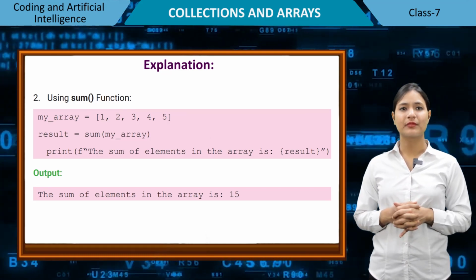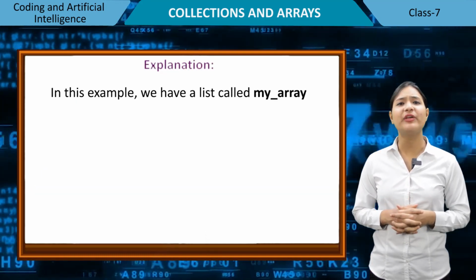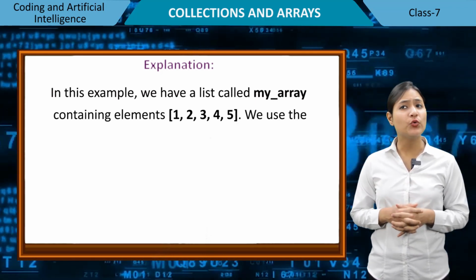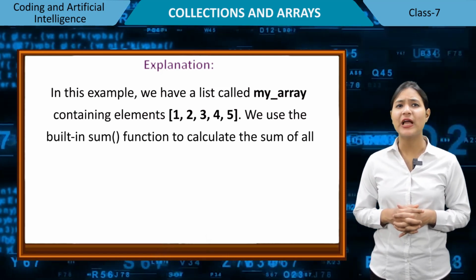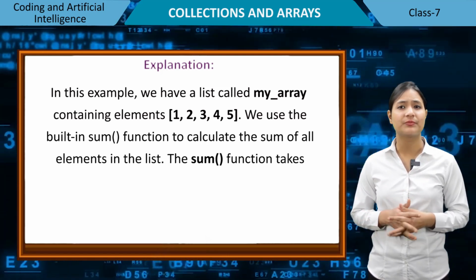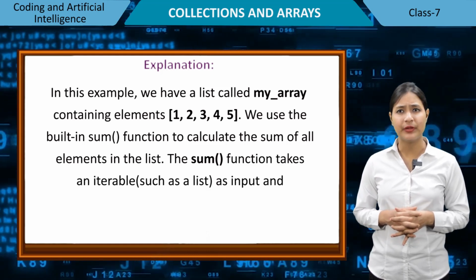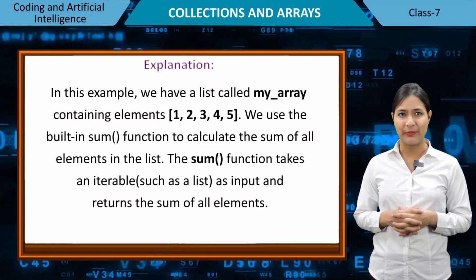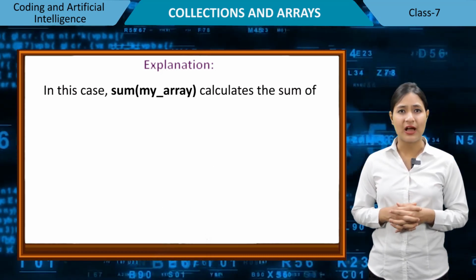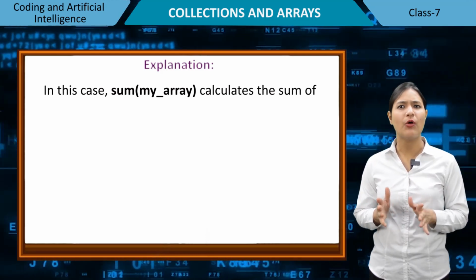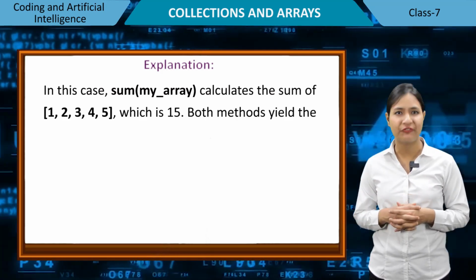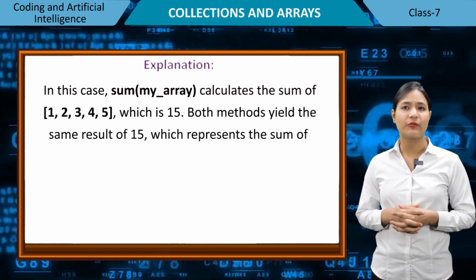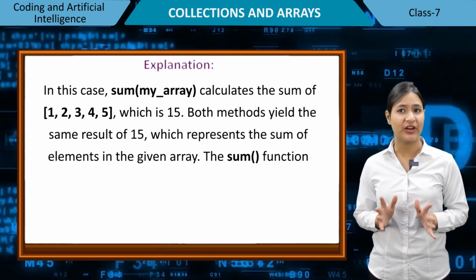Second, using the sum function. Output. Explanation. In this example, we have a list called myArray containing elements 1, 2, 3, 4, 5. We use the built-in sum function to calculate the sum of all elements in the list. The sum function takes an iterable such as a list as input and returns the sum of all elements. In this case, sum(myArray) calculates the sum of 1, 2, 3, 4, 5, which is 15. Both methods yield the same result of 15, which represents the sum of elements in the given array.